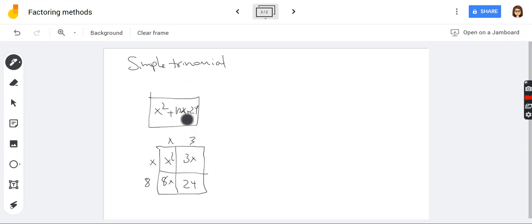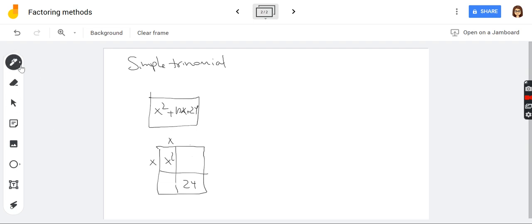So I want to have a 10x as the middle term. So what do these two numbers have to be? So we'll try other things. What else multiplies to 24? 12 and 2. So I can try a 12 here and a 2 here, fill in these parts, add them up, and find out that it still doesn't add up to 10.